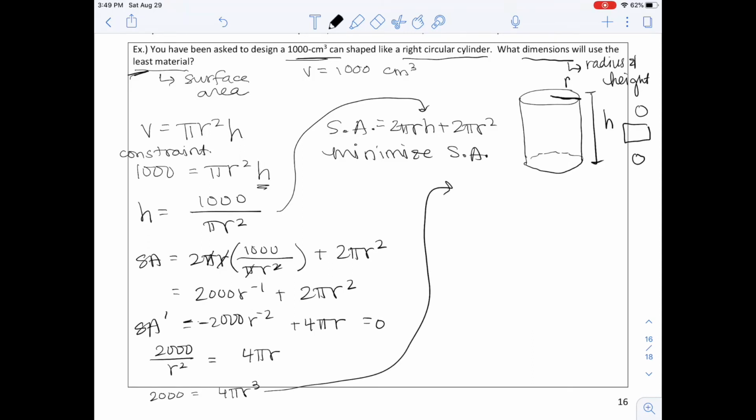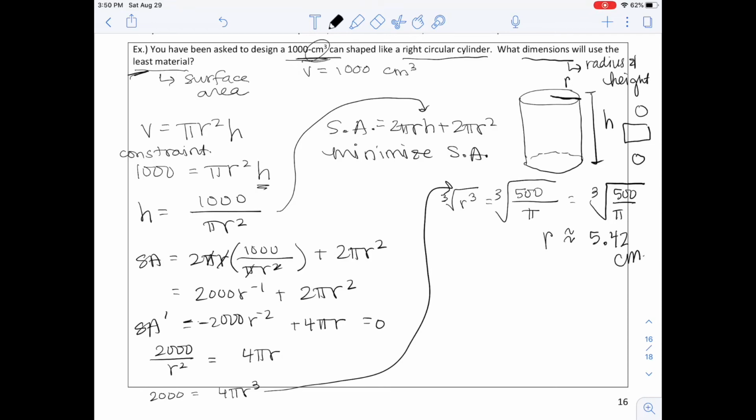From here, I'm going to divide both sides by 4 pi to isolate my r cubed. So we have r cubed is equal to 500 divided by pi. Taking the cube root on both sides, and remember if it's odd, we do not put a plus or minus. So this works out to being the cube root of 500 divided by pi, which is approximately equal to 5.42 centimeters. And that's our units. We're in centimeters. And this is our radius.